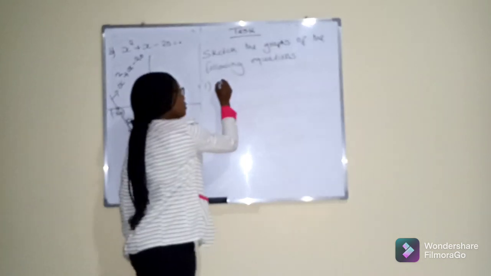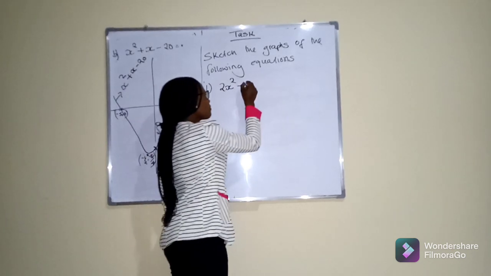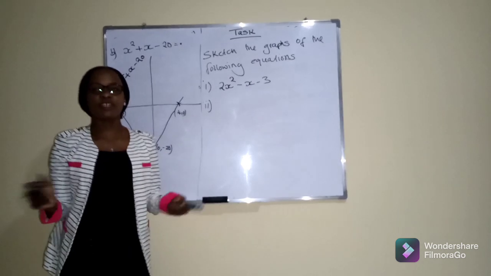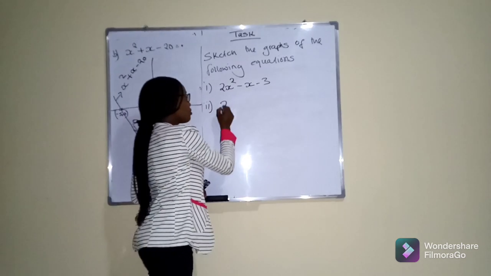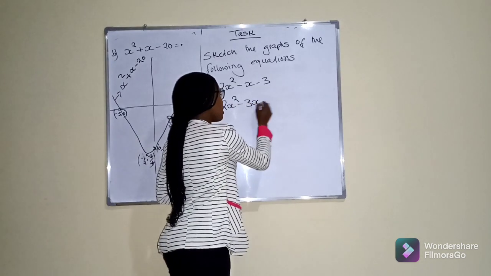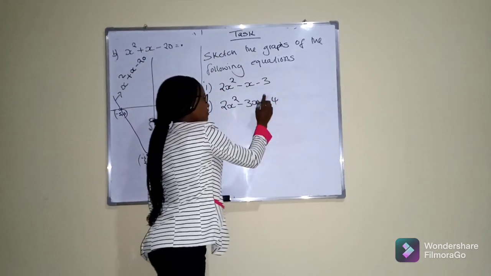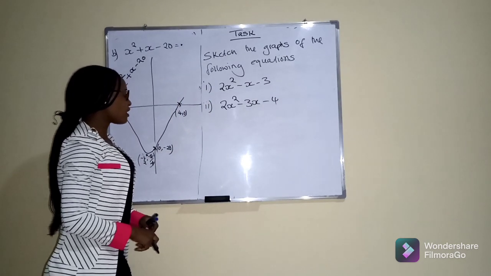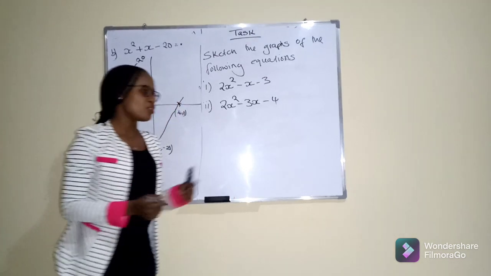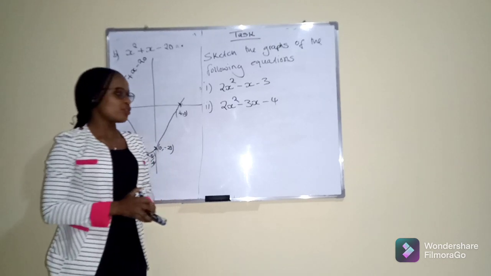So the first one will be 2x to the power 2 minus x minus 3. Then the second one, what should it be? So the second one will be 2x to the power 2 minus 3x plus 4. Okay, let's consider negative. So the second one is 2x to the power 2 minus 3x minus 4. There are only 2. So let us try out these 2 simple questions and see what will happen.